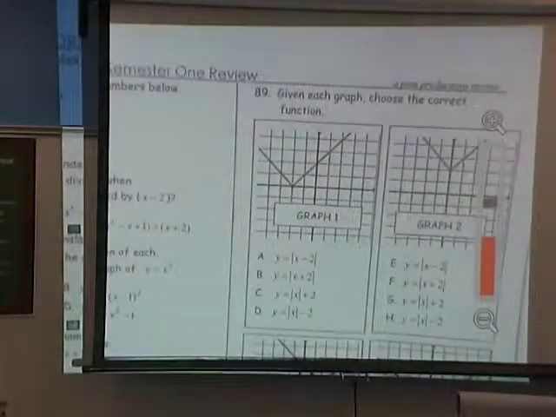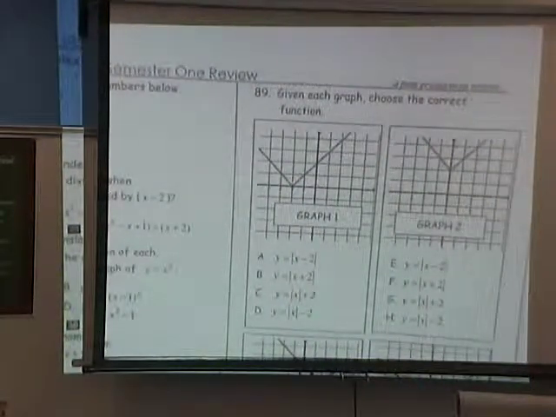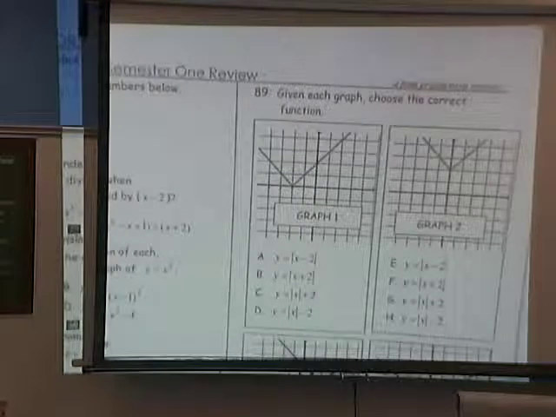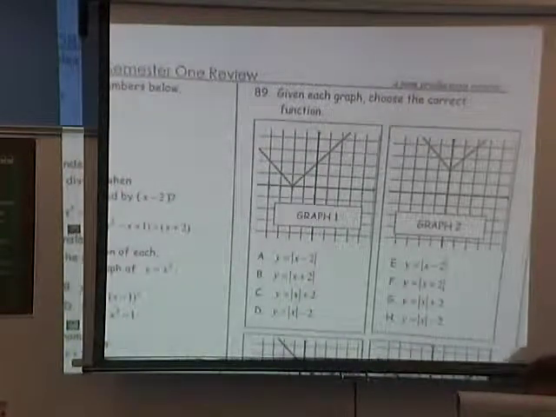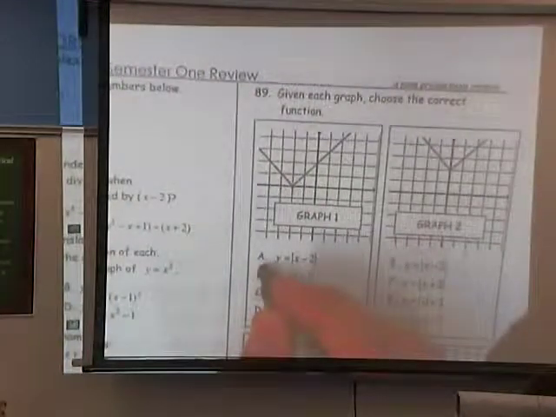Given each graph, choose the correct function. These are absolute value graphs. If you remember from the very end of chapter 1, y equals absolute value of x just looks like a V. The vertex is at the origin, and it opens up. Graph 1 looks like it's moved 2 places to the left. To move it 2 places to the left, I have to add 2 with the x, so it ends up being B.